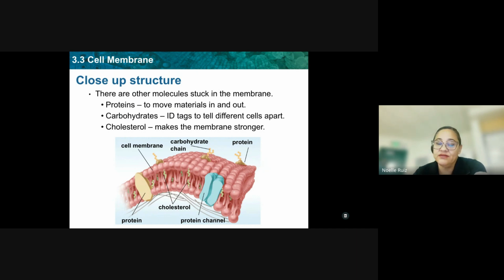And then cholesterol. It's kind of like yarn. It's the little tiny things in there. The little tiny dots. And it's kind of woven in and out to keep it together. So it's fluid and it moves against each other, but it doesn't totally come apart. So that's what those cholesterol chains are for.